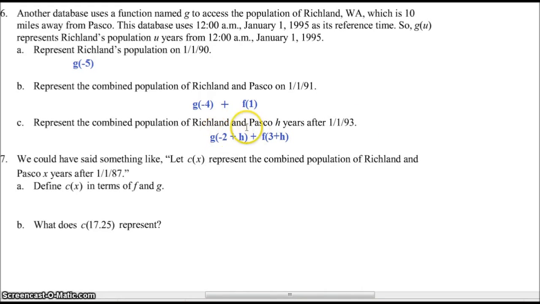Again, the G of negative 2 plus h is Richland's population 2 years before 1995 and then h years after that. And here we have Pasco, the population 3 years after 1990 plus h years after that.